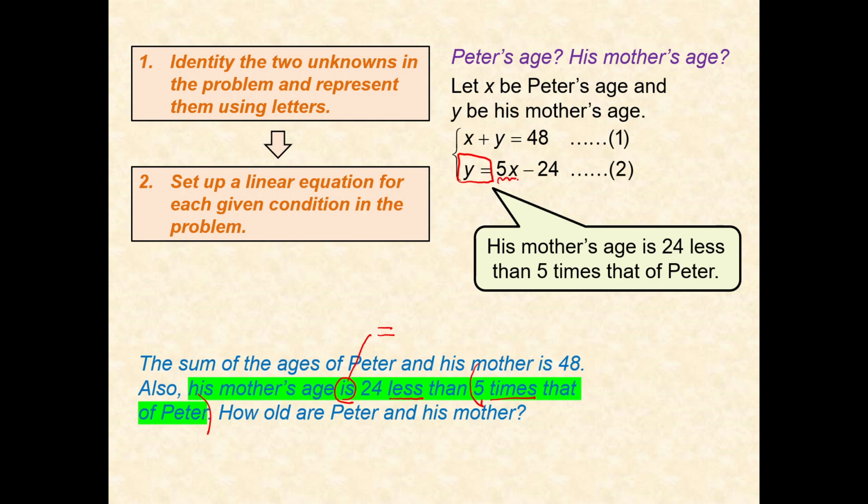And then we can see that this is 5x. And bear in mind, for the 24 less than, we need to put it at the back. So we have minus 24. And that's all about this question. Remember, today our target is just to set up the equation.